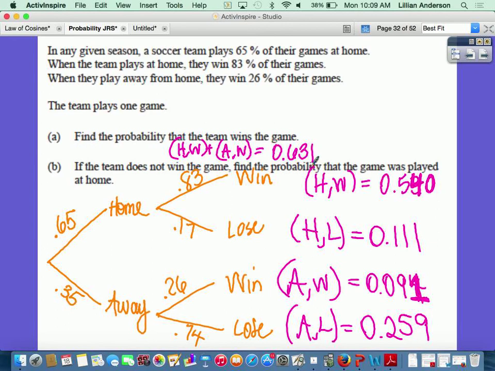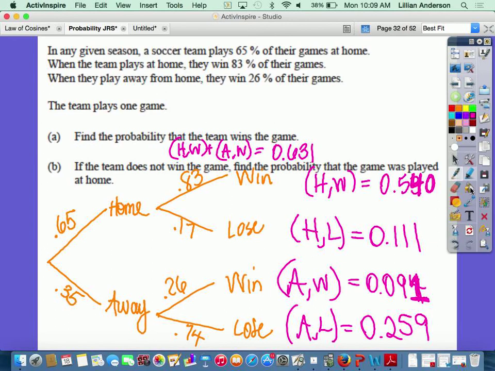Now it says if the team does not win the game, find the probability that the game was played at home. This is an example of conditional probability, because if the team does not win, that's the condition. I'm not looking for overall whether they win or lose, home or away. I'm looking specifically at if they do not win the game.